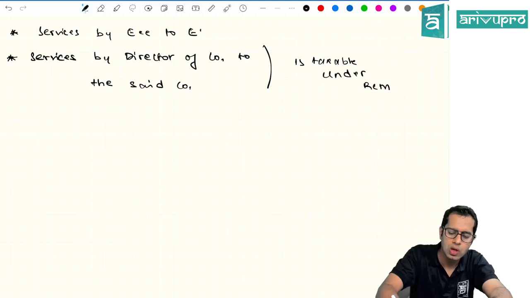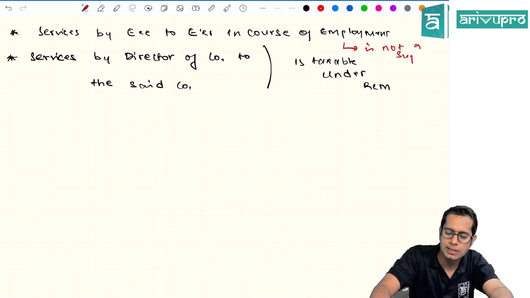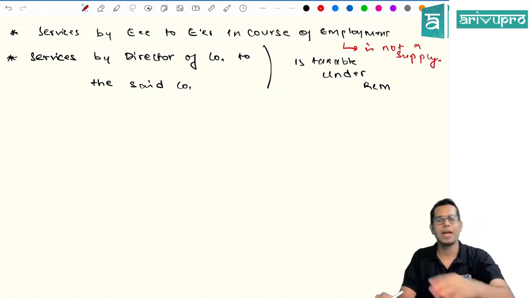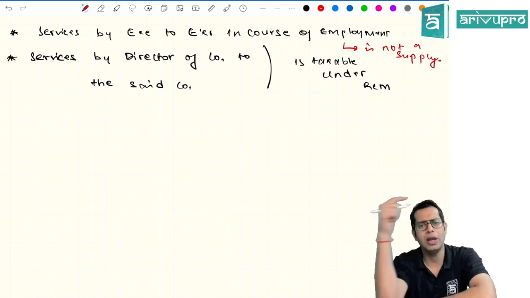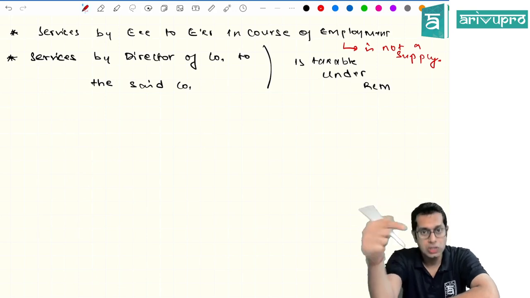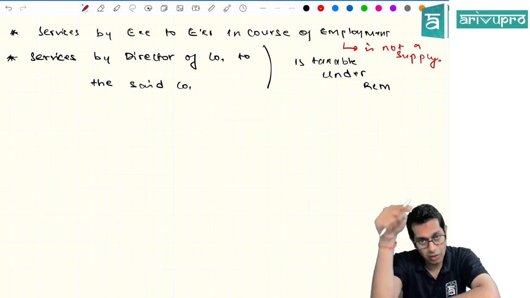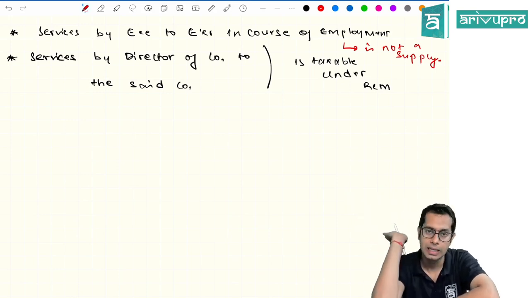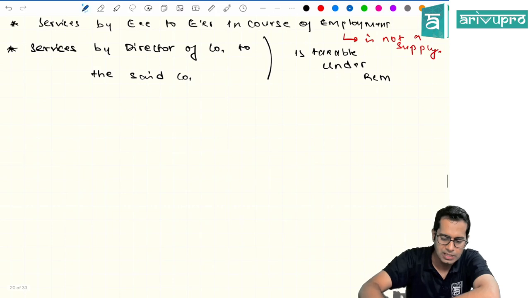employee to employer in the course of employment is not a supply. Correct? So these two important points are there. One, if any services are given by employees to their employer in the course of their employment, then it is not a supply. Second, services given by the director of the company to the company are taxable under reverse charge. Now, taking these two points as a base, I'll discuss this amendment which has happened.